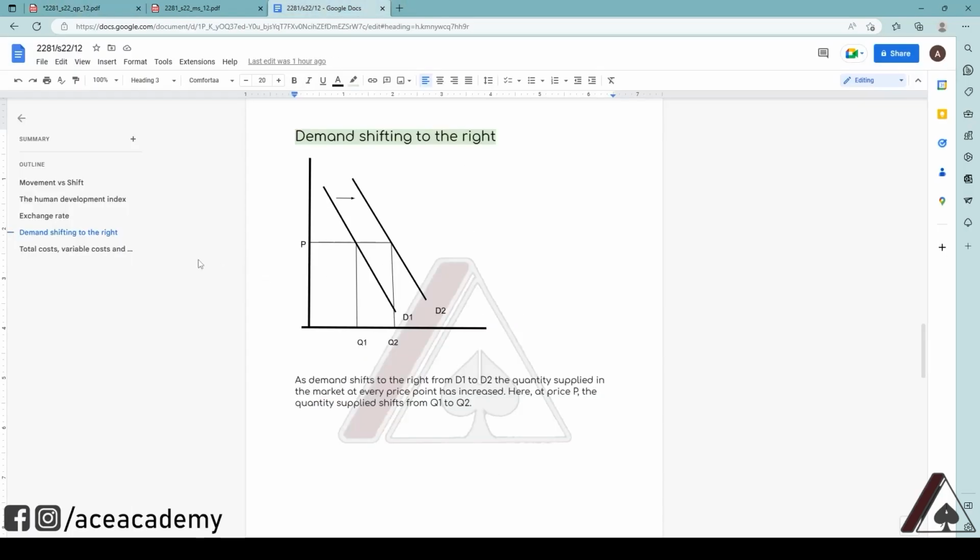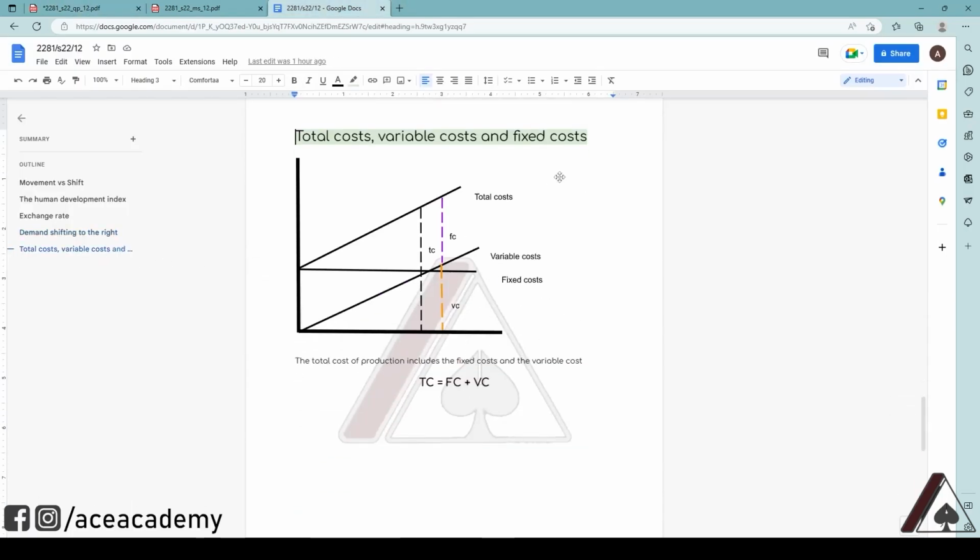All right. So total cost, variable cost, and fixed cost. So this curve that you see is your total cost. It is the cost of everything. It is the total cost of production, right? The straight line that is perpendicular to the x-axis is your fixed cost.